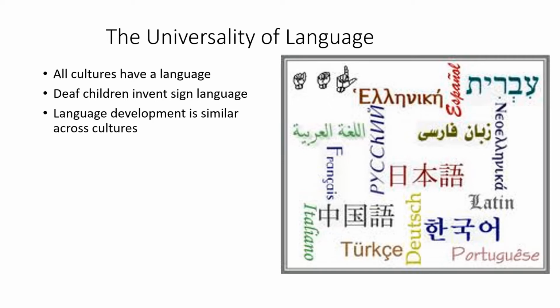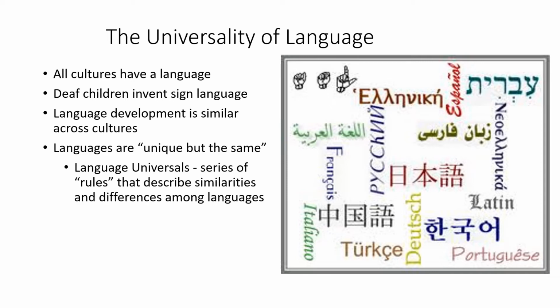Language also develops similarly across all cultures. But that being said, each language is unique, but they have some similarities, or they're essentially the same is one way to say it. There are language universals, that is, rules that describe similarities and differences amongst languages. I'm not going to go into it more here, but you do have differences between languages. Our grammatical structure is different in different languages. English is actually one of the hardest languages because its grammatical structure is different than most other languages. That being said, even though there are differences between languages, there are still these universals that are present across languages.